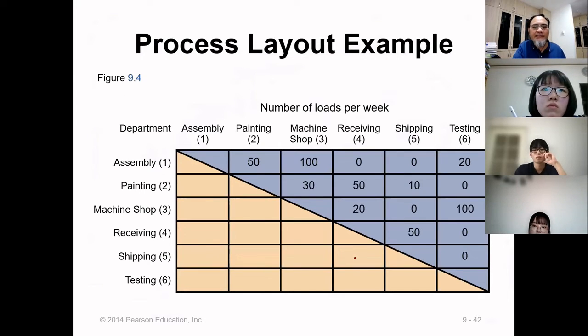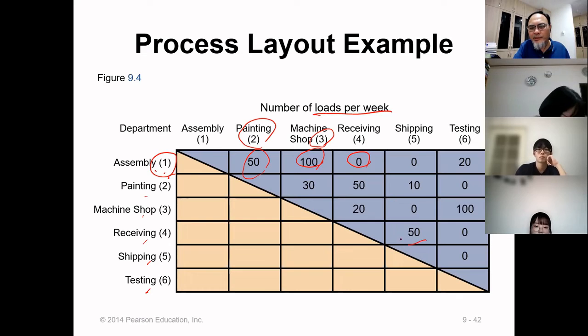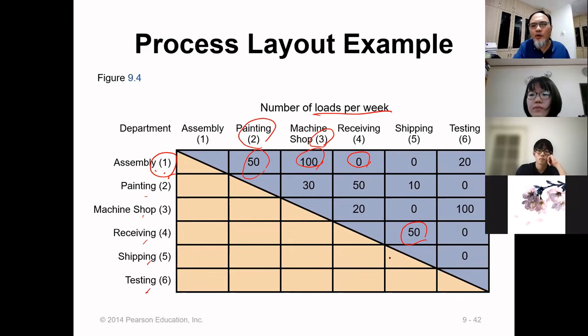So what you do is this. This is the data given. You have six departments: assembly, painting, machine shop, receiving, shipping, testing, numbered 1, 2, 3, 4, 5, 6. This is called the from-to chart. From assembly to painting, there are 50 loads of transport per week. Understand? There is a flow, that means from 1 to 2 is 50. And then from 1 to machine shop is 100. From 1 to receiving, none. From receiving to shipping is 50. So this is the from-to, the loads per week.